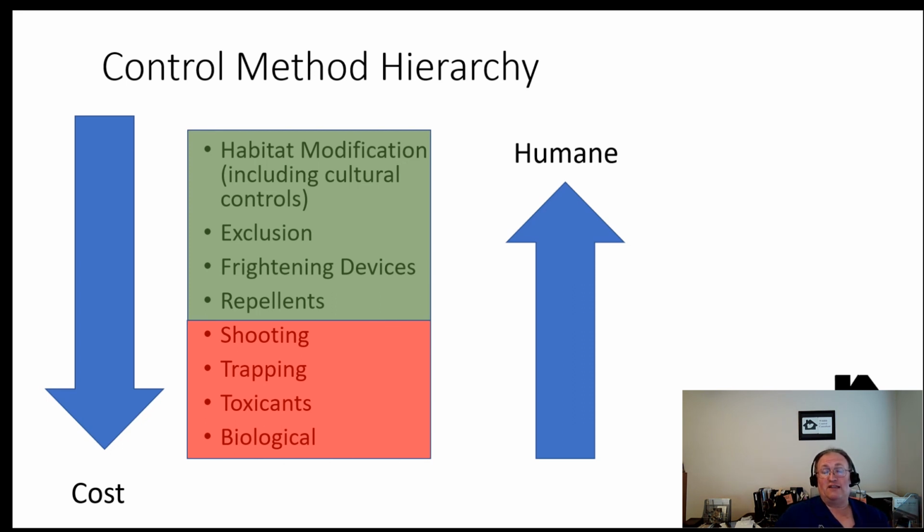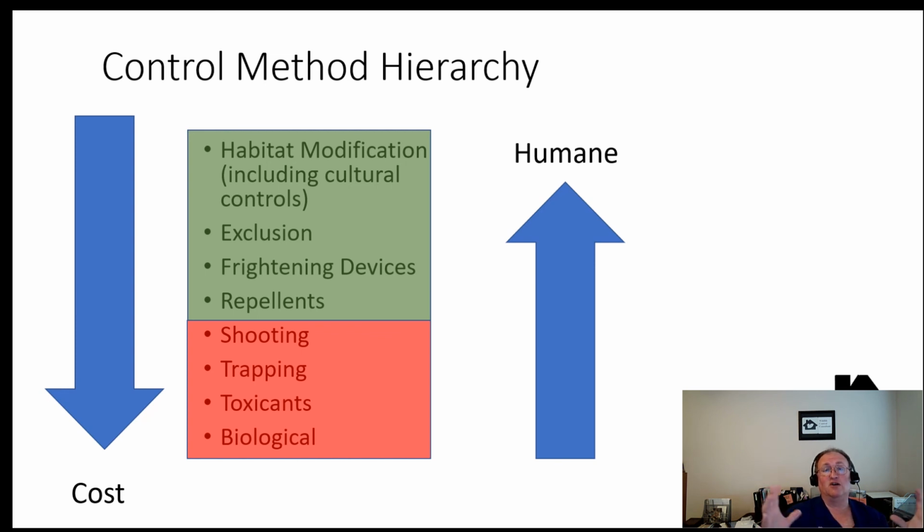Another thing that you may find helpful with this is I organize my photos partly based on this. I use a habitat modification folder. I use a repellent folder in which I include frightening devices together, and then I have a shooting folder, trapping folder, and then a toxicants folder. And so I'm able to organize my photos in terms of my control methods. I also have a biology photo for the animal and a damage identification photo for this particular species.